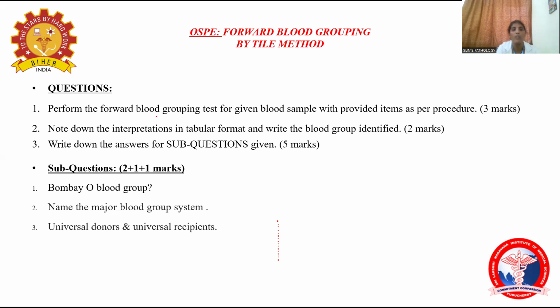Number one is perform the forward blood grouping test for the given blood sample with provided items as per the procedure. The procedure is just 3 marks, whether you are following the checklist or not. That only the examiner is going to note down. And after doing the test, you have to note down the interpretation in the tabular format.